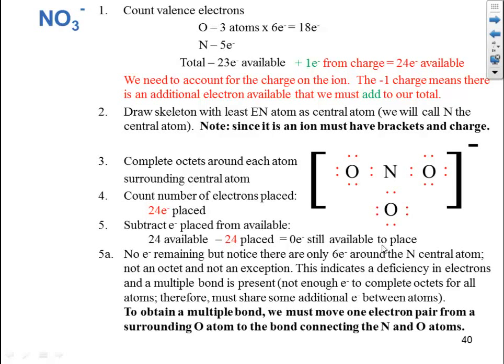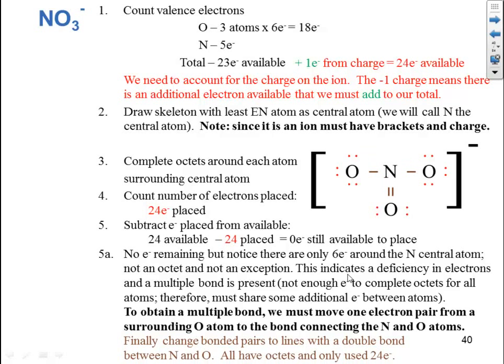To attain a multiple bond, we must move 1 pair from a surrounding oxygen atom to the bond connecting the nitrogen and oxygen. So we take 1 pair and move it and make a double bond. Notice when we do that, we still have 8 around this oxygen. We still have 8 around this oxygen. This oxygen still has 2, 4, 6, 8. And now nitrogen has 2, 4, 6, 8. Finally, we take our bonded pairs and put lines. So we have a single bond between 2 oxygens and a double bond between the other. And for this to be a complete Lewis dot structure, you have to have the brackets as well as the minus charge.